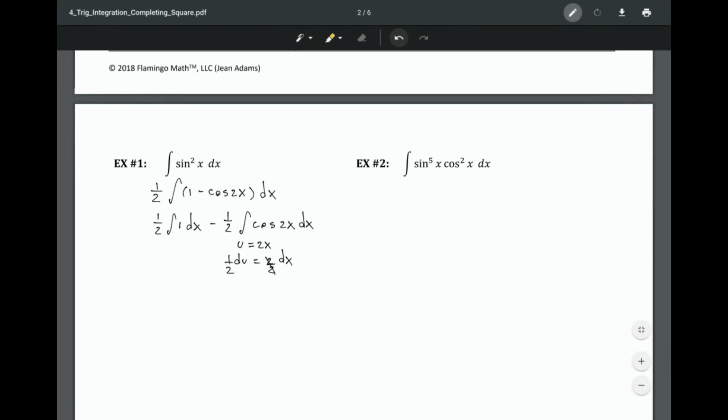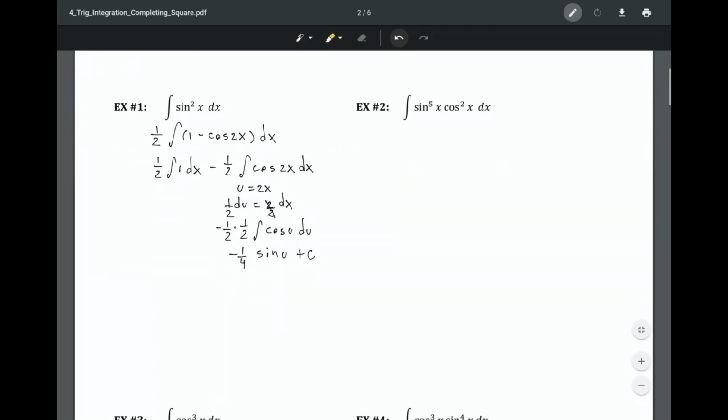So dx is going to be replaced with 1/2 du. Okay, so this is going to be 1/2 times 1/2. That 1/2 that I just wrote came from the substitution part of cosine of u du. Now, the antiderivative of cosine is sine, okay? So this would be negative 1/4 sine of u plus c, all right? And then I'm just going to replace that u with a 2x.